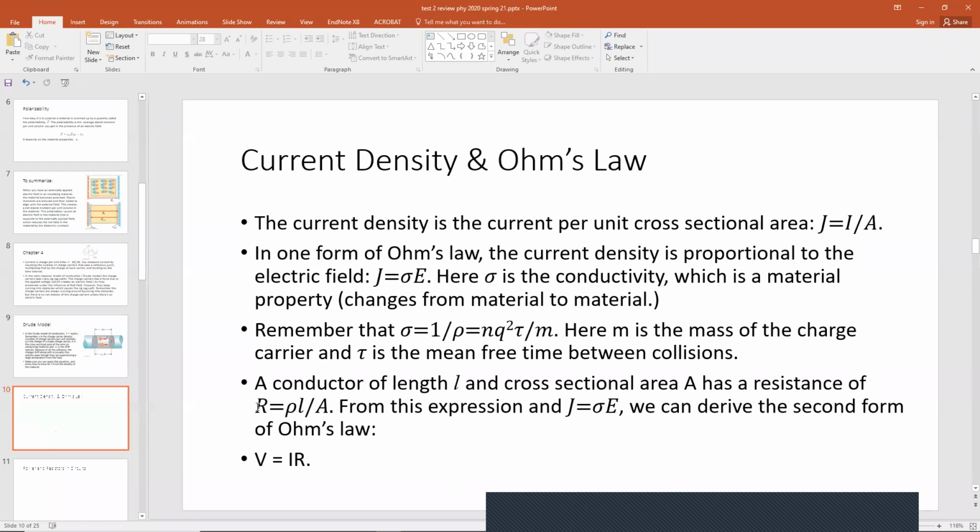Now, from this value for the resistance, R is equal to rho L over A, and our equation, Ohm's law, J is equal to sigma E, we can derive another form of Ohm's law, which is probably one that you're more familiar with. Delta V is equal to IR. So the voltage drop across a resistor, for example, is equal to the current flowing through the resistor times its resistance R. Remember that the SI unit of the resistance is ohms.